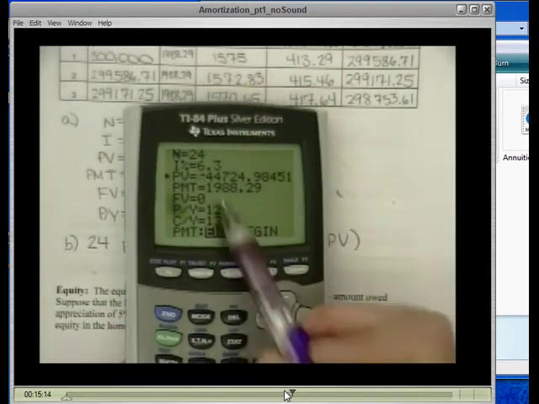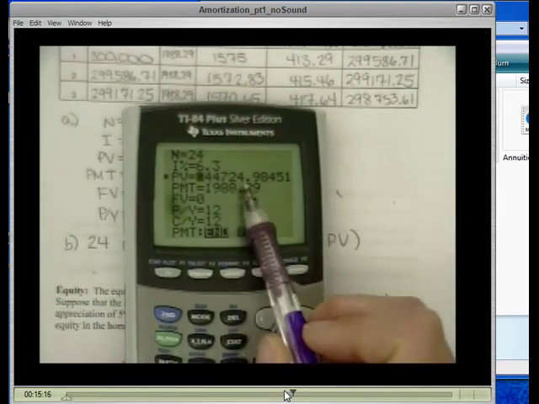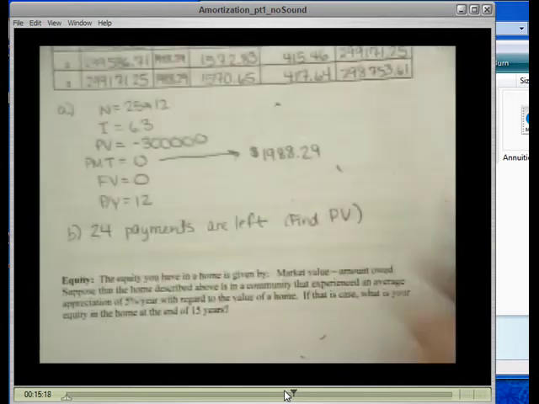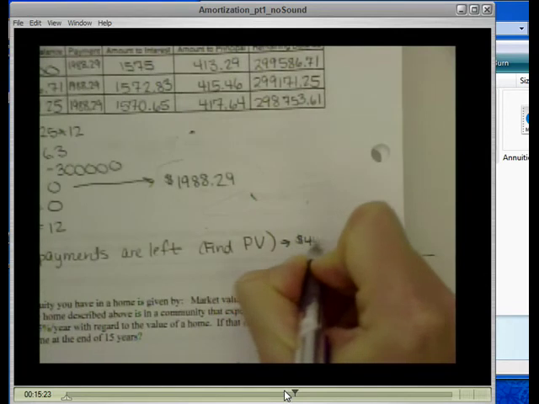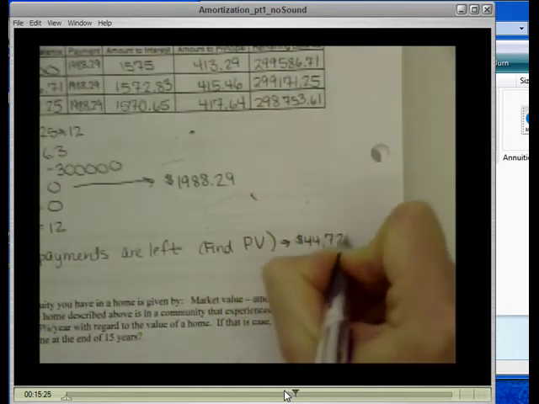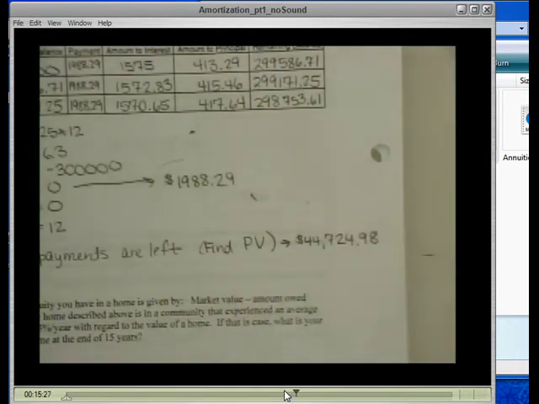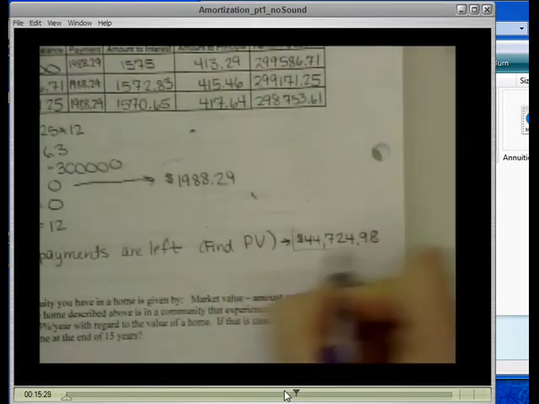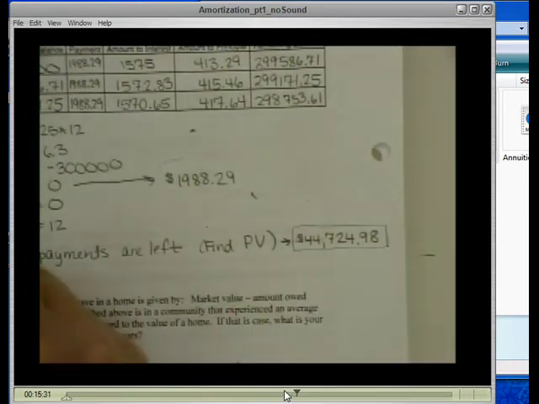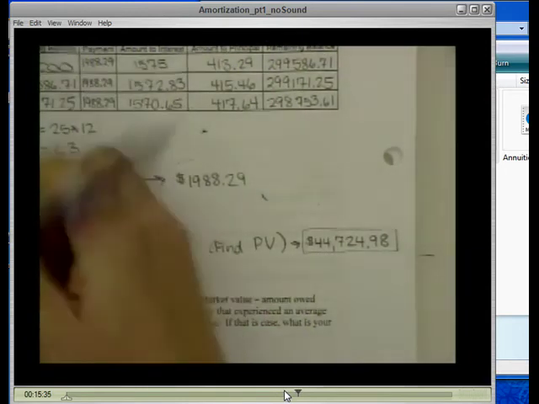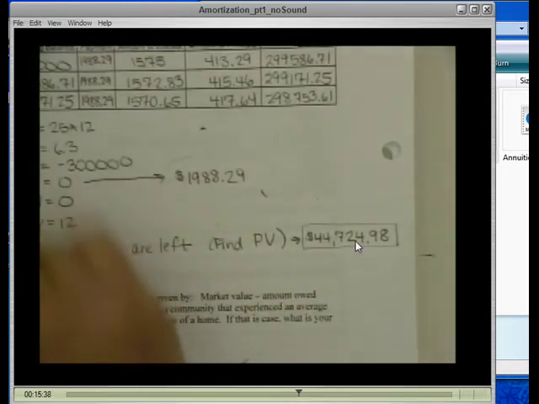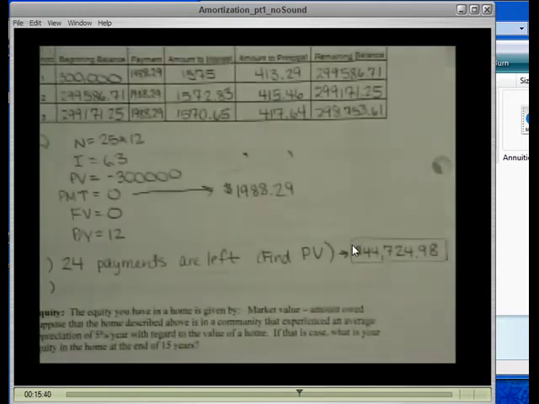Okay. So that means he still owes $44,724. And I think I put the cents as well. So if it said nearest dollar, then it would be $44,725. So that's his balance at the end of the 23rd year.